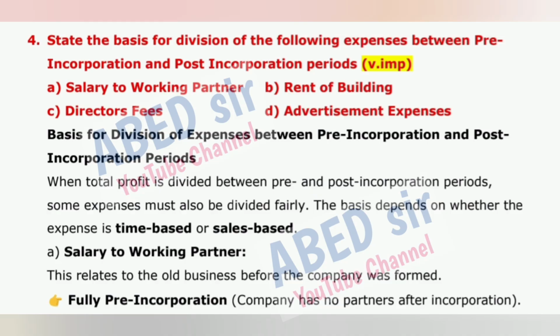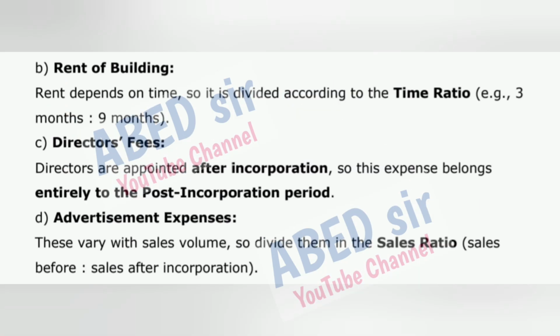A. Salary to working partner. This relates to the old business before the company was formed. Fully pre-incorporation, as the company has no partners after incorporation. B. Rent of building. Rent depends on time, so it is divided according to the time ratio, for example, 3 months : 9 months. C. Director's fees. Directors are appointed after incorporation, so this expense belongs entirely to the post-incorporation period.